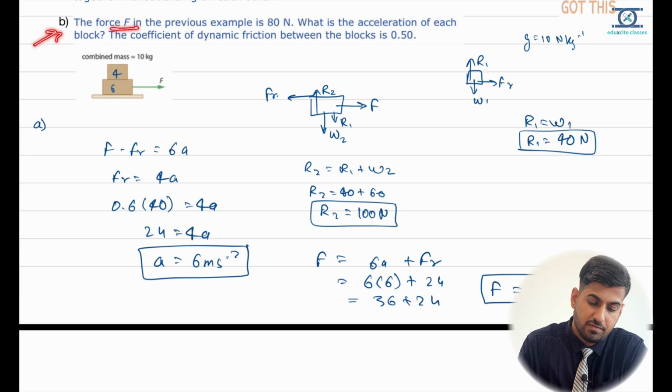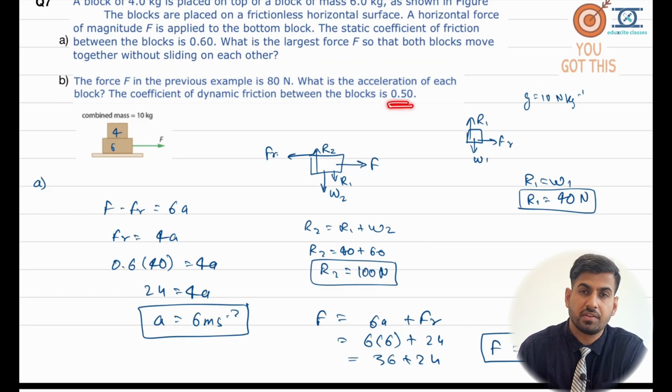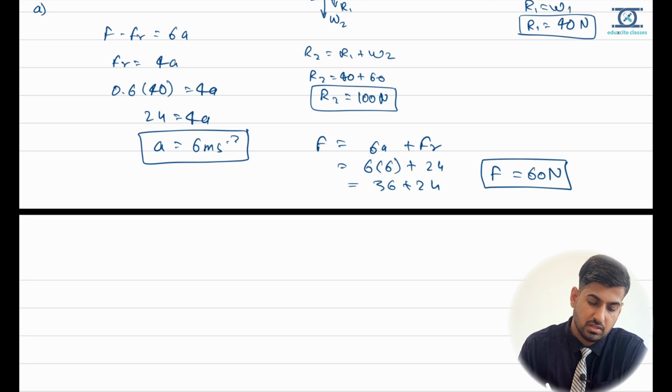subpart B, the F in the previous example is now 80 Newton. What is the acceleration of each block? The coefficient of dynamic friction is now 0.5. Now instead of 60, it is 80. Now they are supposed to slide over each other. So the equation will remain the same, but the frictions and the value for acceleration will be different.